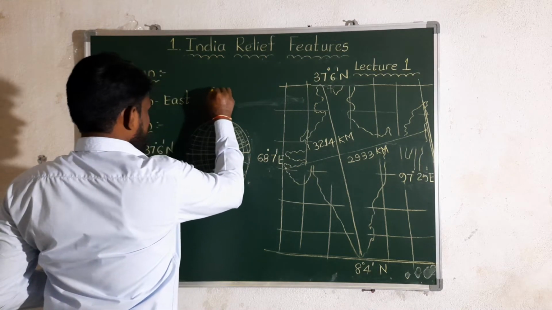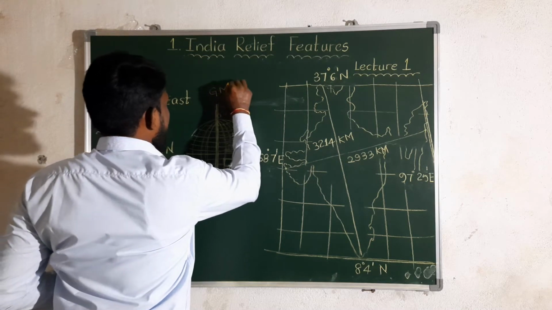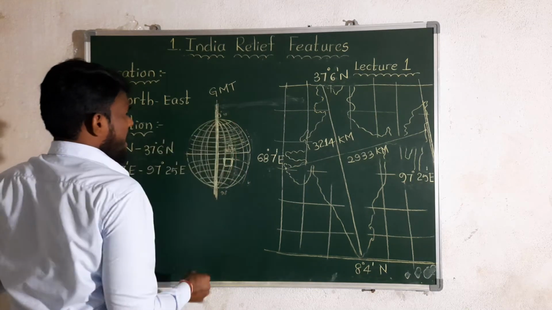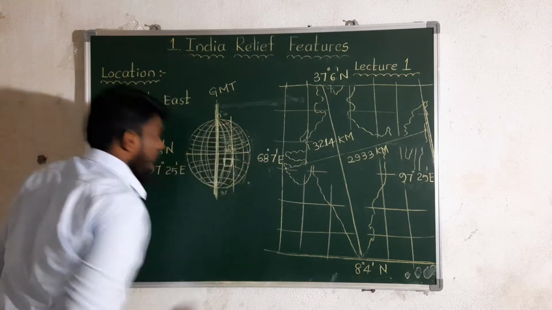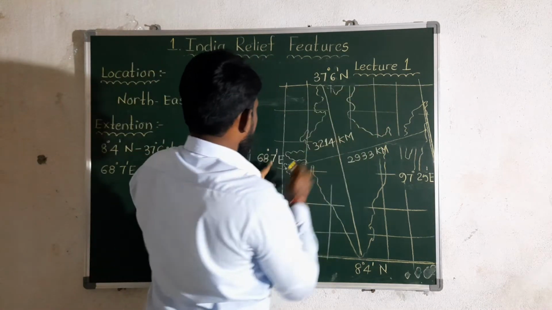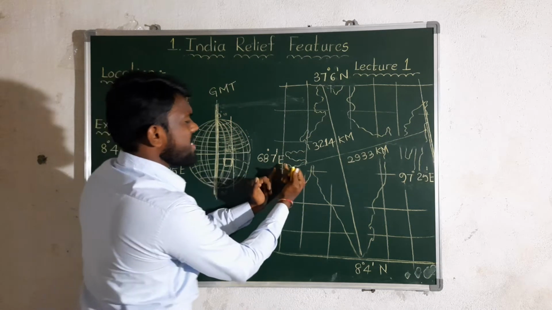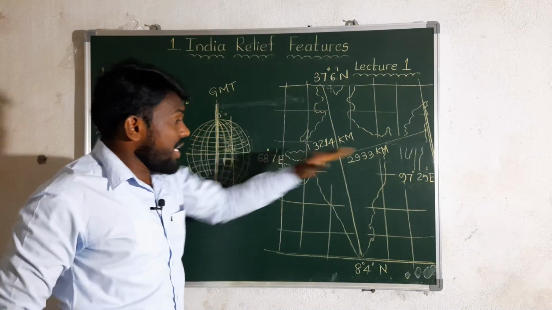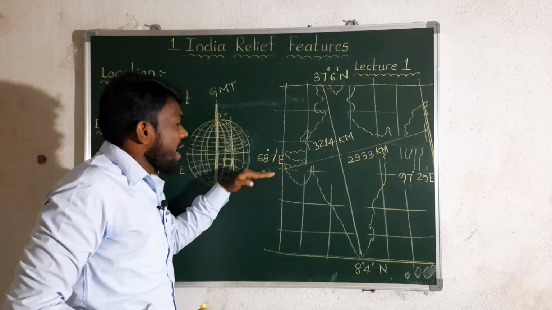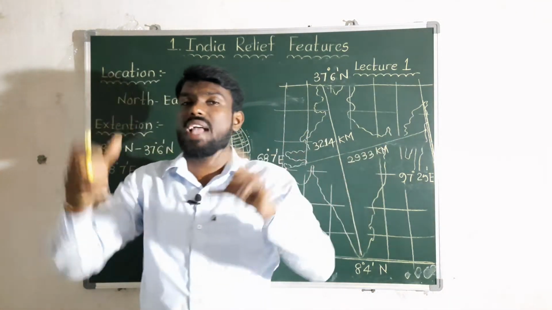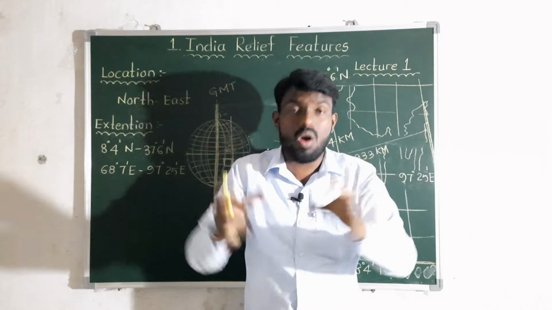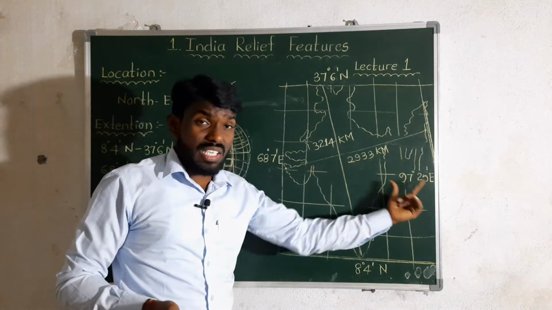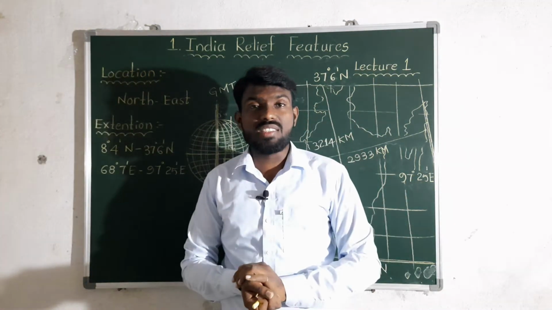Greenwich Mean Time, that is passing through London. Okay, from the Greenwich meridian to India, we have 68 degrees 7 minutes east longitude and 97 degrees 25 minutes east longitude. As we move from one place to another, the longitude changes, and as the longitude changes, the time obviously changes. Generally a difference in longitude gives a 2 hours difference.